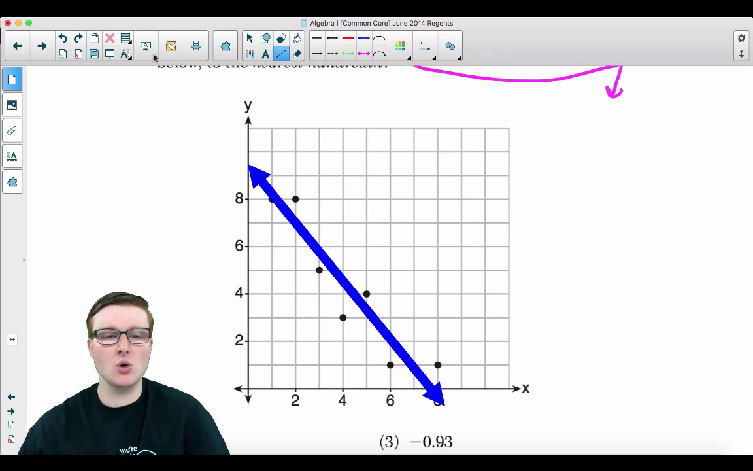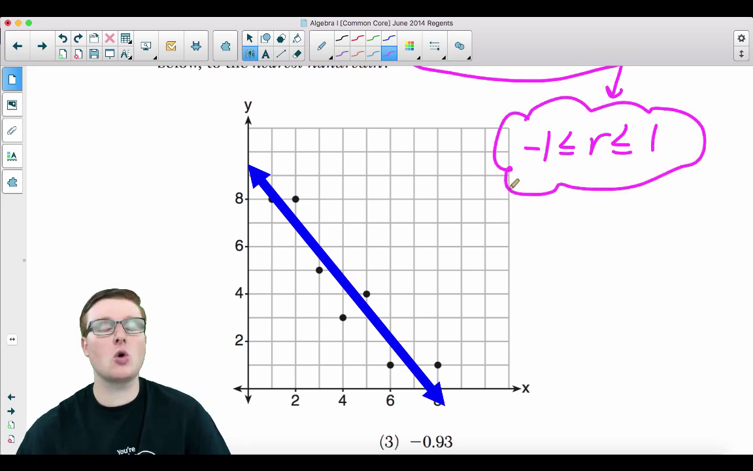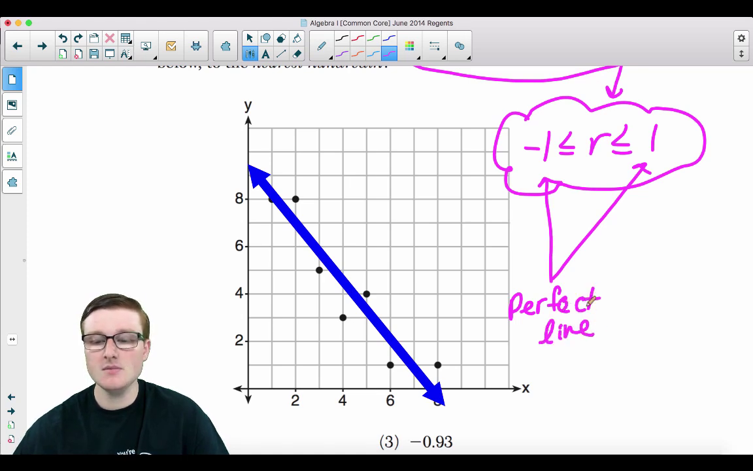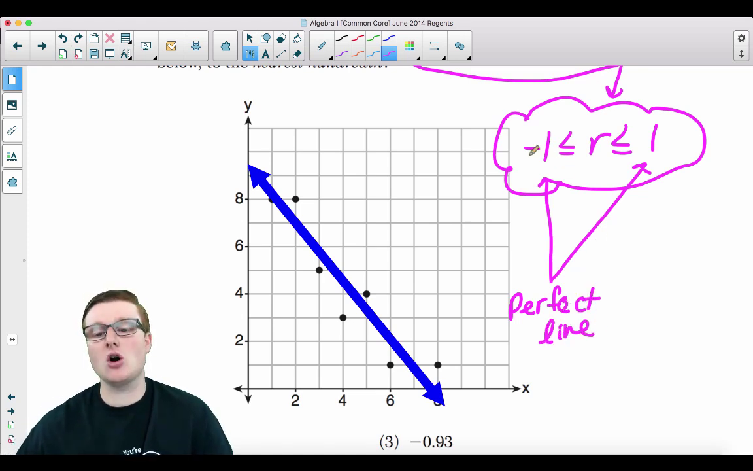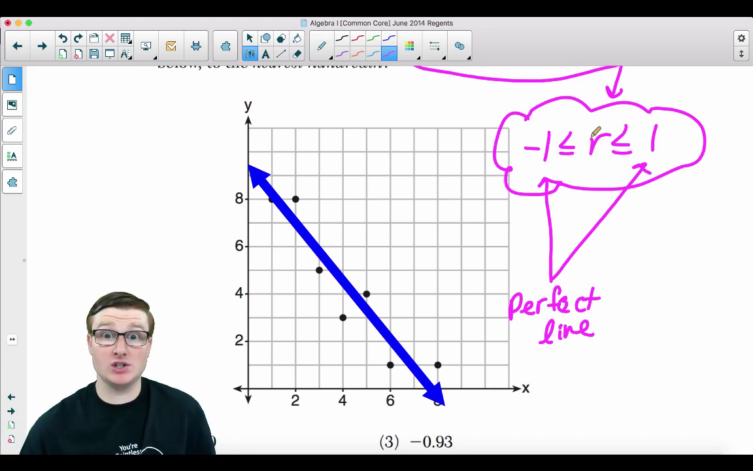So the correlation coefficient, remember, could be from -1 is less than or equal to r, which is less than or equal to 1. This is the interval where the correlation coefficient exists. Now remember that your -1 and your +1 is a perfect line. If you have values that are greater than -1 but less than 1, inside, that either shows strong relationship, moderate relationships, or no relationship whatsoever.